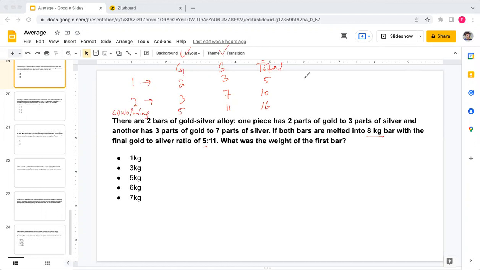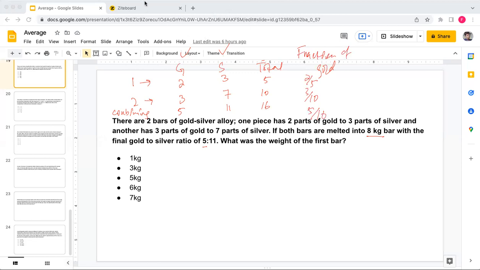Now just tell me what is the fraction of gold in the first one. That will be 2/5. First, let me complete. That will be 2/5. And in the second one, this will be 3/10. And in the last one, that will be 5/16.